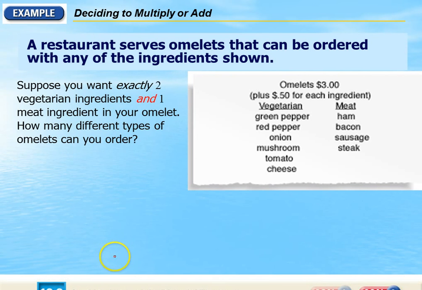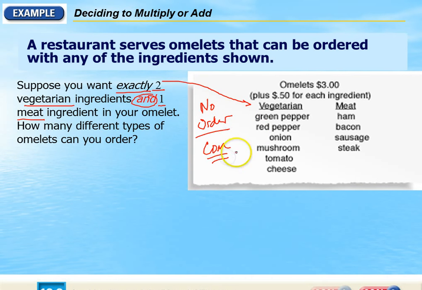Okay, so we're getting an omelet. A restaurant serves omelets that can be ordered with any of the ingredients shown. Suppose you want exactly 2 vegetarian and 1 meat. How many different types of omelets can be ordered? My first question: I'm getting 2 vegetarian, but does it matter which one I order first? If I order green peppers and red peppers, does it matter which one the cook puts in first? No. So there's no order to what goes into our omelet. So this is a combination. It does not matter which one goes in first.